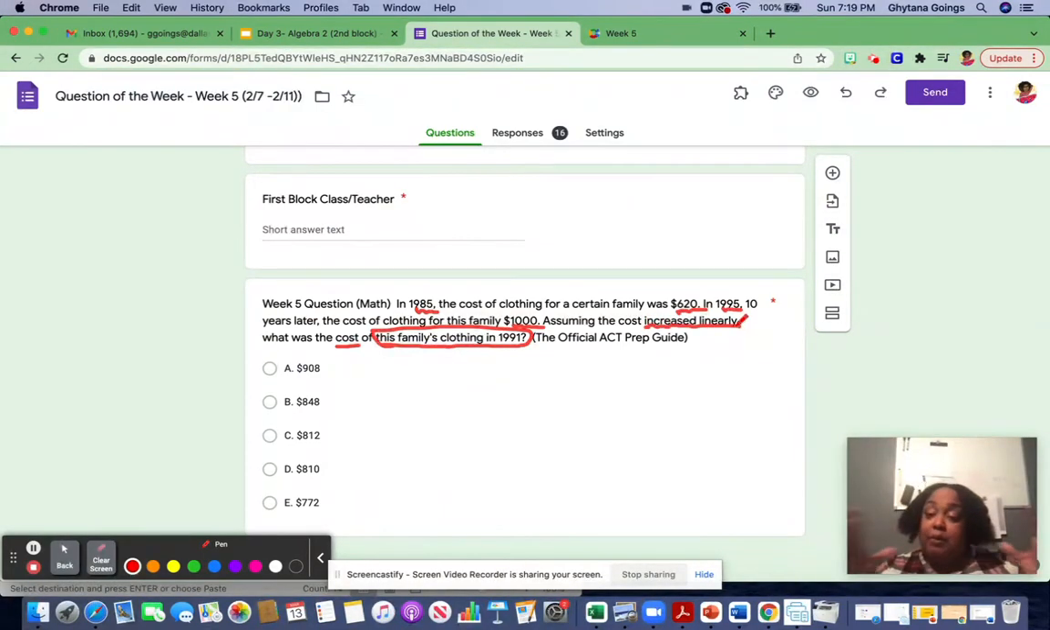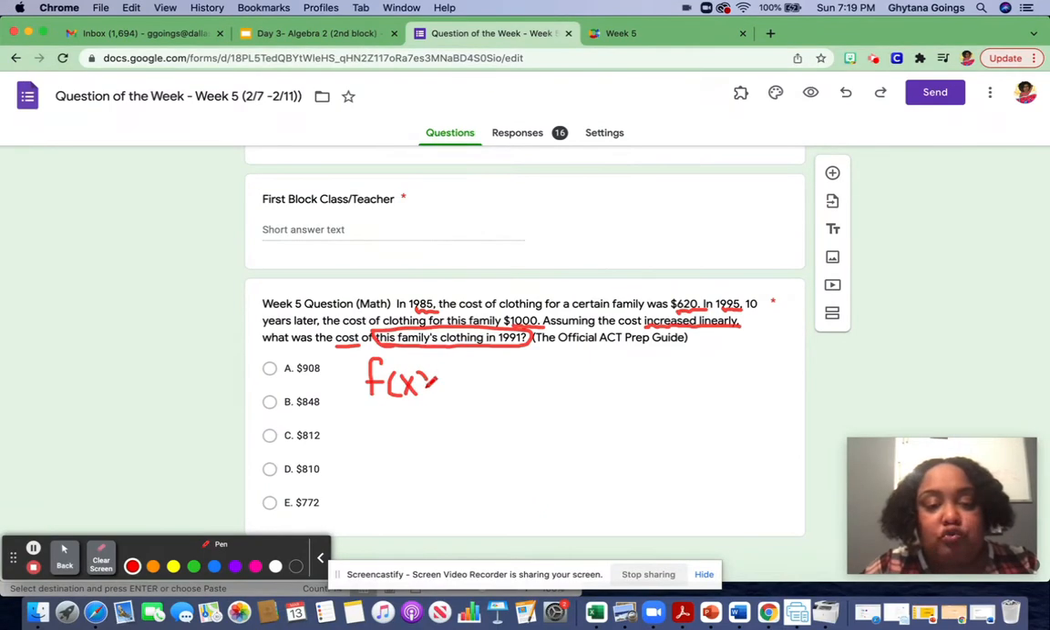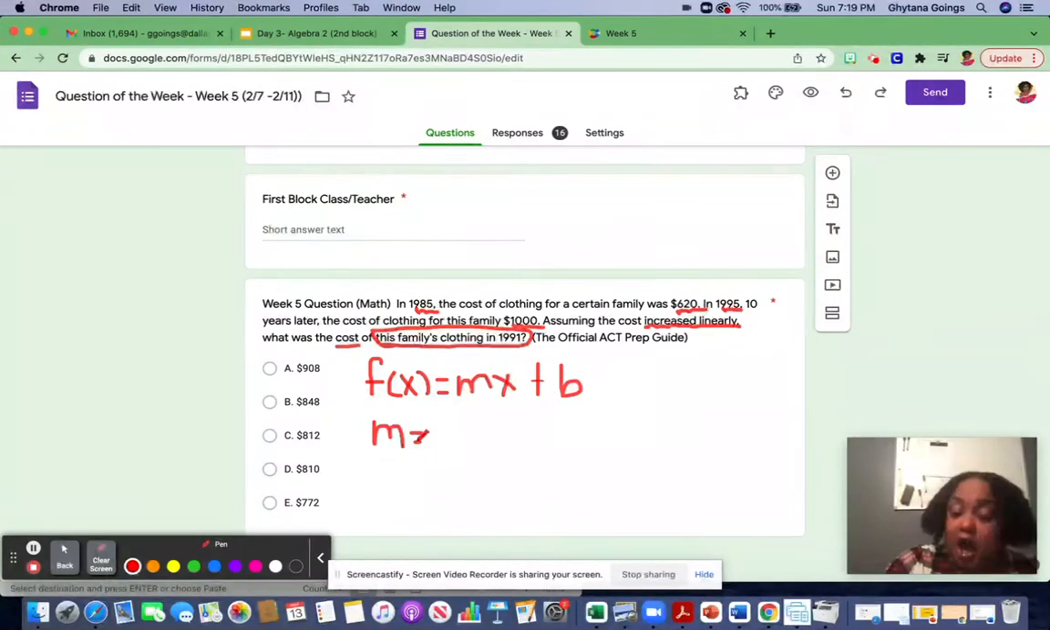So let's talk about what it means to increase linearly. To increase linearly means that it increased by the same amount each year, or the slope, the rate of change, is the same amount. So since this is linear, we're going to write a linear function to represent it, and then we're going to find the number of years. Remember, a linear function is represented by f of x equals mx plus b, where m is our slope, and our slope here is the change in the cost of clothing.